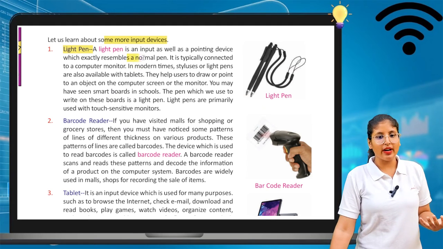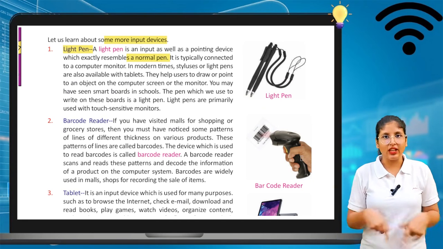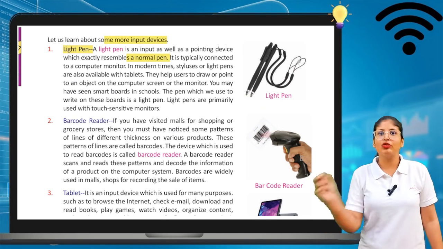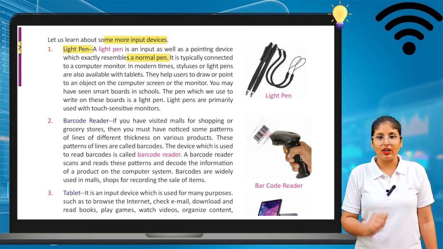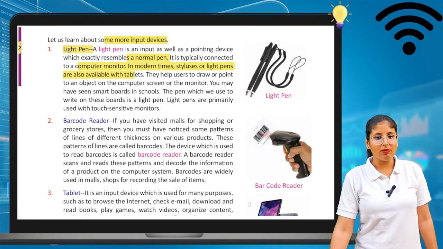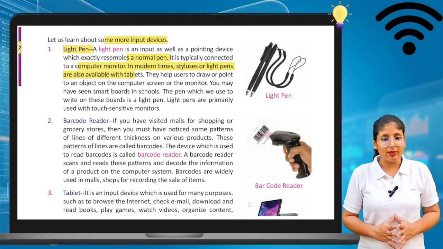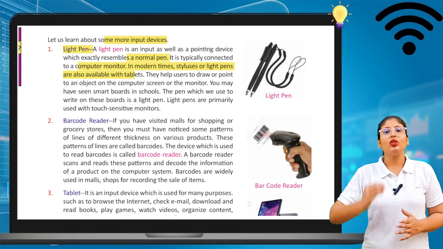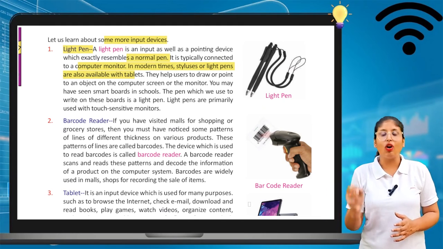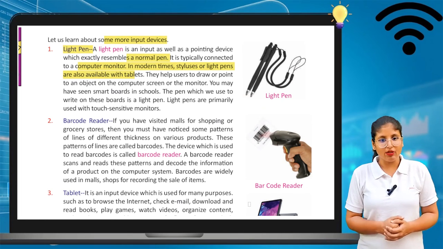Mostly nowadays we use these pens in tablets, and in smart boards we can use these light pens to write something on the board or on the tab. Normally it is connected to a computer monitor. In modern times, stylus or light pens are also available with tabs. They help the user to draw or point to an object on a computer screen or monitor. So it is known as a stylus and also as a light pen.